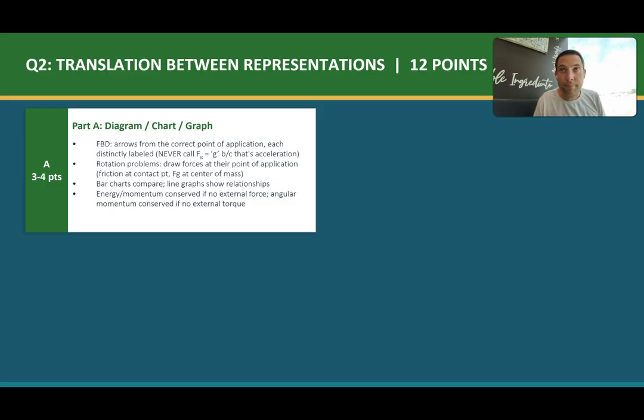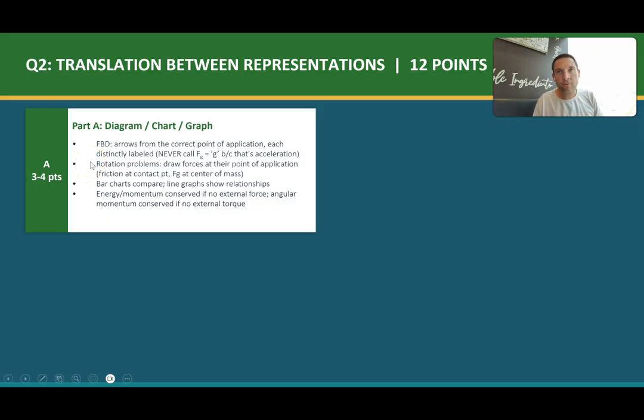Here you might be drawing a free body diagram. Remember, for a free body diagram, the arrow starts from the dot and points away and is distinctly labeled. Make sure we use appropriate labels. Use F sub G for weight force and not G, because G is an acceleration.